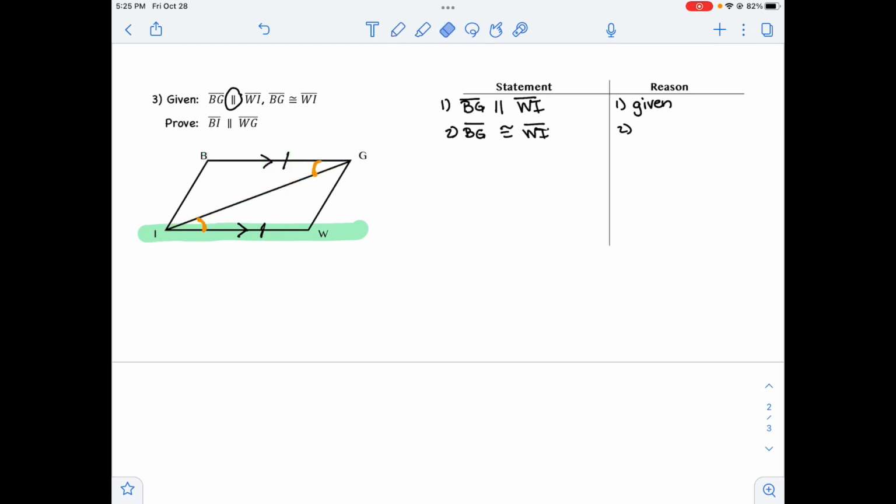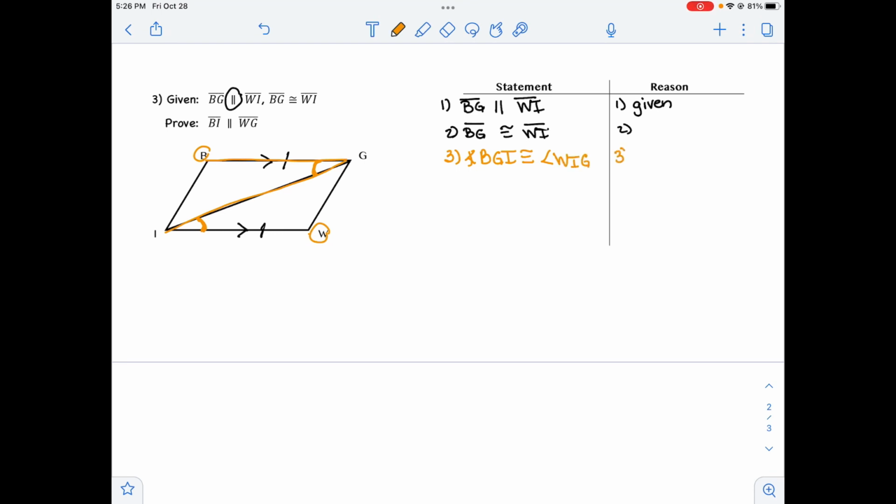So let's take our little lines away so we can see a little better. Now for number 3, we're going to start. Notice that we have to have it in the G here. If I'm doing BGI, I've got to have the G in the middle. So I'm going to do angle BGI is congruent to angle... I would have to be in the middle over here because we're talking about this angle. W corresponds with the B across. So WIG.